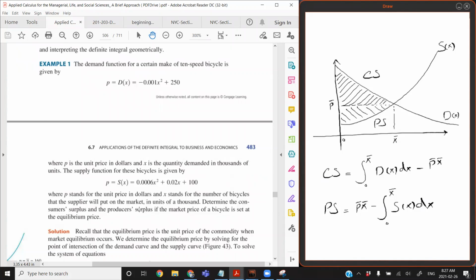So X bar and P bar are not given, but we know that X bar and P bar is the market equilibrium. So you can get X bar and P bar by finding the point of intersection between the demand function and the supply function. You need to make these two equal. So you need to make S of X equal D of X and solve the equation to find X bar. And then when you have X bar, you can plug X bar into either of the two functions to get P bar.